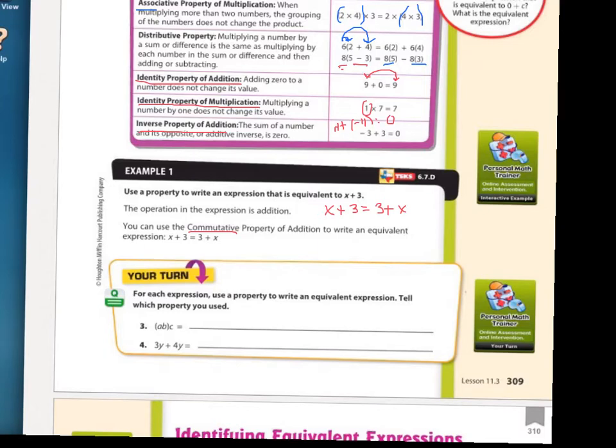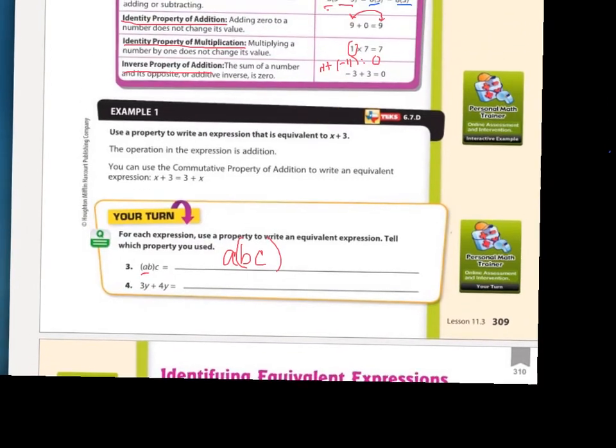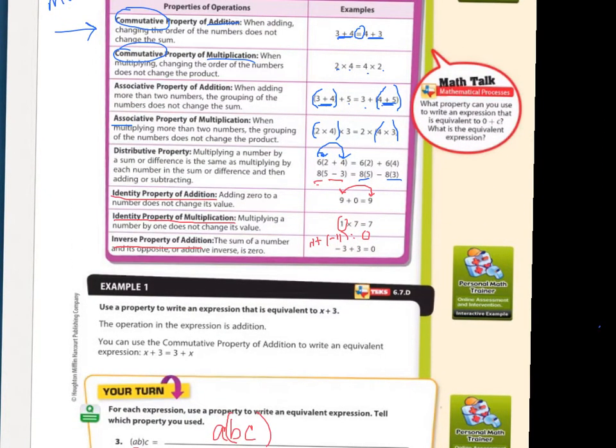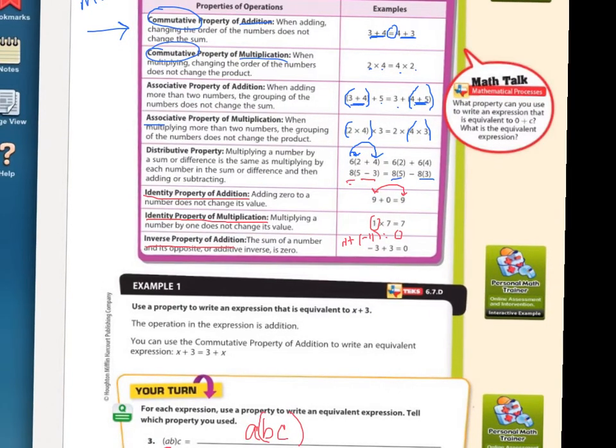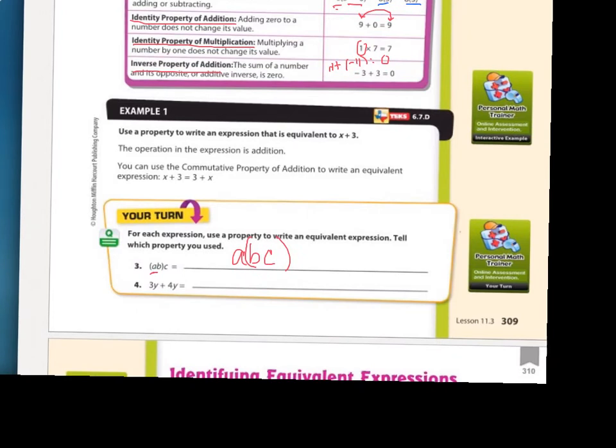Now let's look at this last, your turn here. For each expression, use a property to write an equivalent expression. Tell which property you used. So I'm going to take ABC, and instead of multiplying A and B first, I'm going to multiply B and C first. Now what was the name of that? Here it is. The associative property of multiplication.